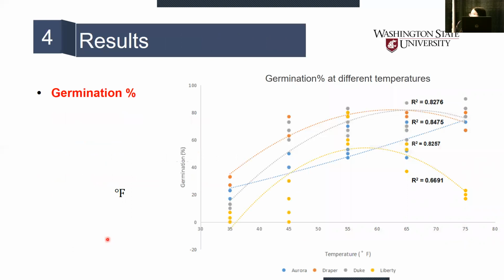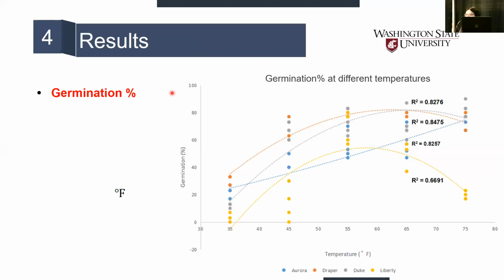Let's talk about the results. Here is the germination rate at different temperatures. The x-axis is the temperature, and the y-axis is the germination rate from 0 to 100%. And different colors stand for different cultivars. Blue is Aurora, orange is Draper, gray is Duke, and yellow is Liberty.